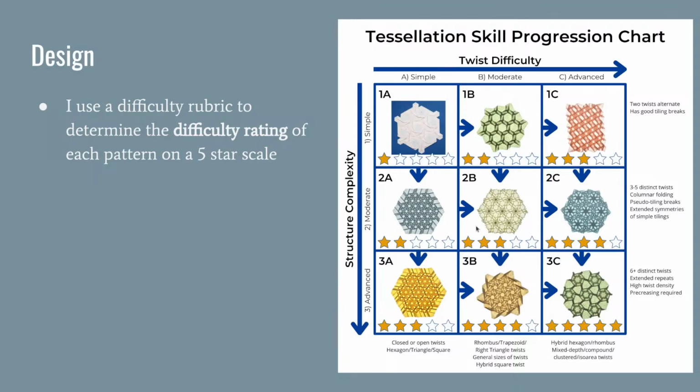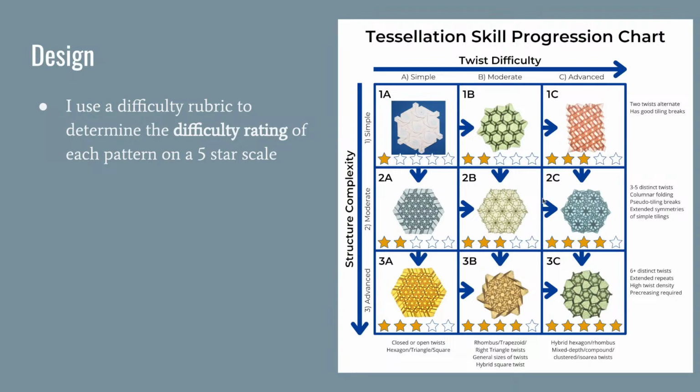And then, anything with 3 to 5 distinct twists, you could have folding in columns, you could have pseudo tiling breaks, extended symmetries of simple tilings. Those are all moderately structurally complex. The advanced stuff, we have 6 or more distinct twists, repeats that are really far apart, also super high twist density, often to the point where pre-creasing is required.